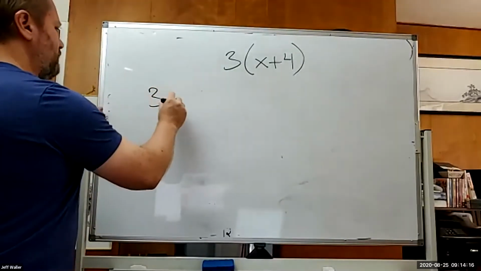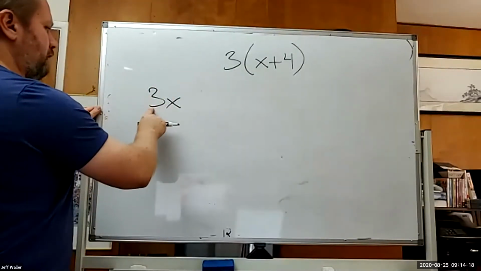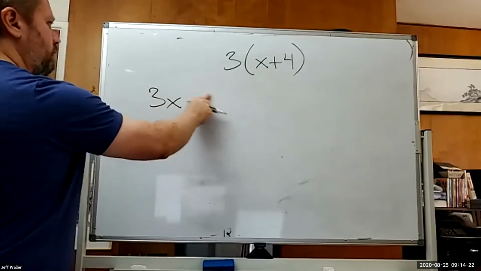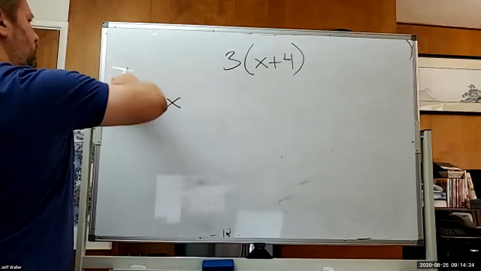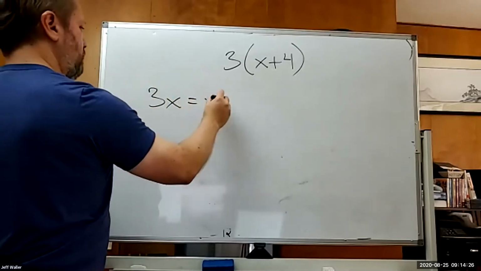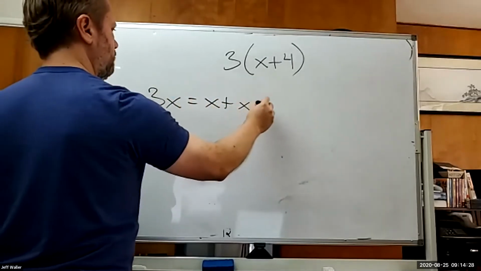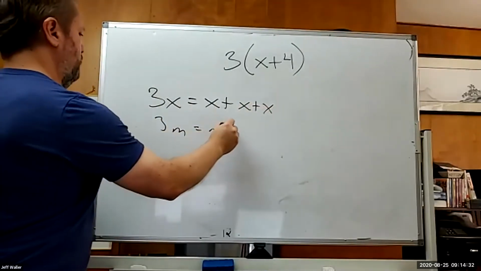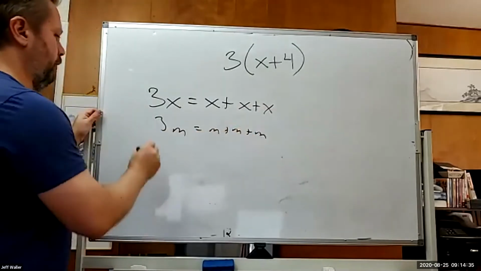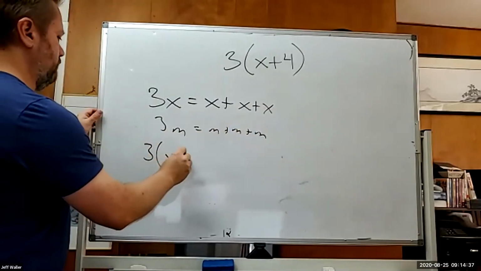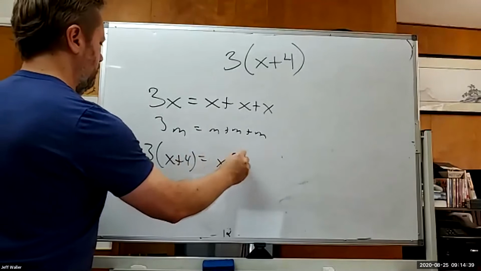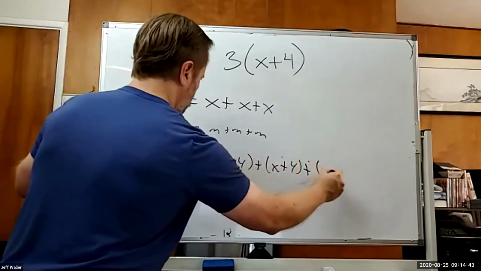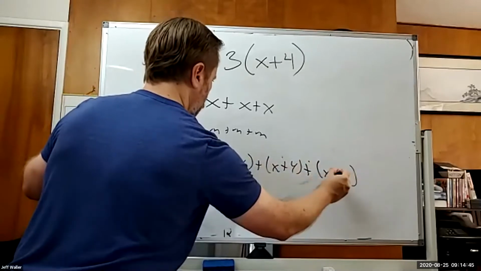What does this by itself mean? Don't say 3 times X. What is multiplication based on? 3 X's, or X plus X plus X. Yeah, repeated addition, right? So what's 3M? M plus M plus M, Jeff. Well, what's 3 of these? This plus this plus this. Thank God I didn't say 8. All right.